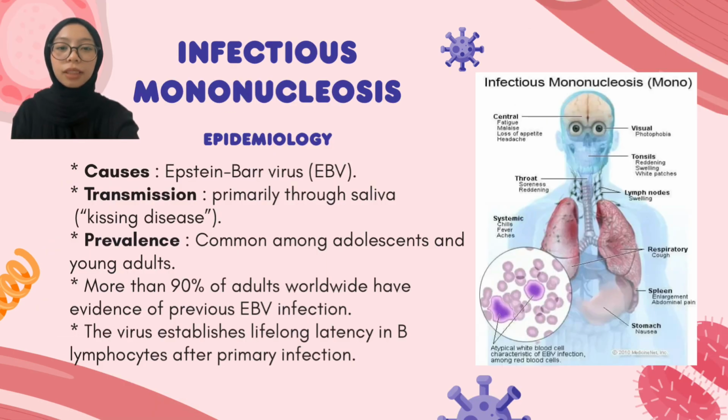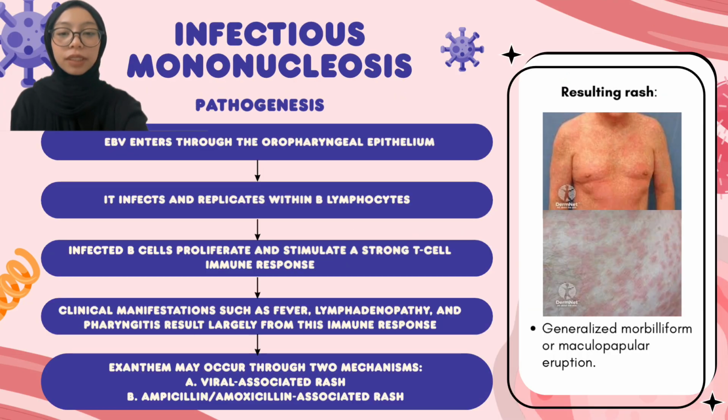Disease. It is common among adolescents and young adults. More than 90% of adults worldwide have evidence of previous EBV infection. So the virus will establish lifelong latency in B lymphocytes after primary infection. So next, the pathogenesis of this disease.